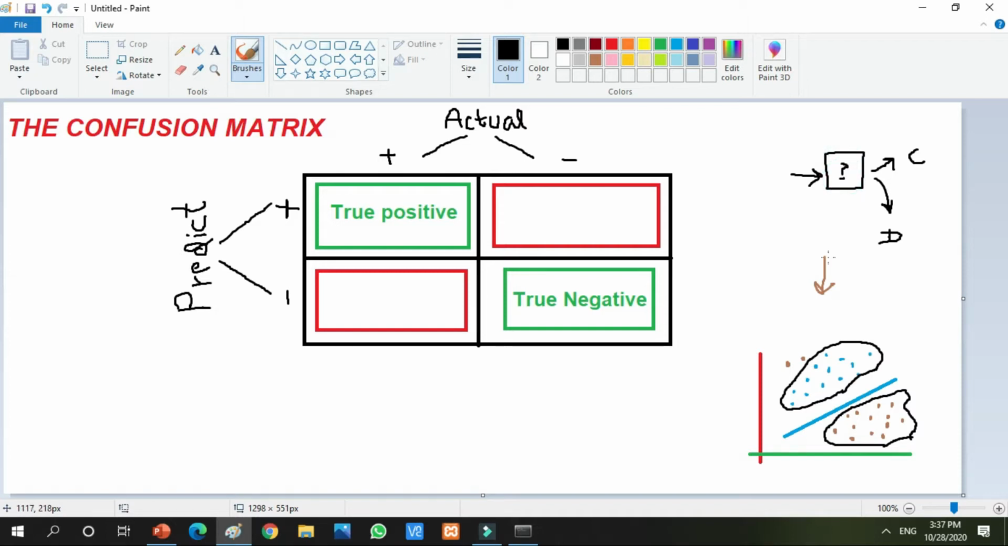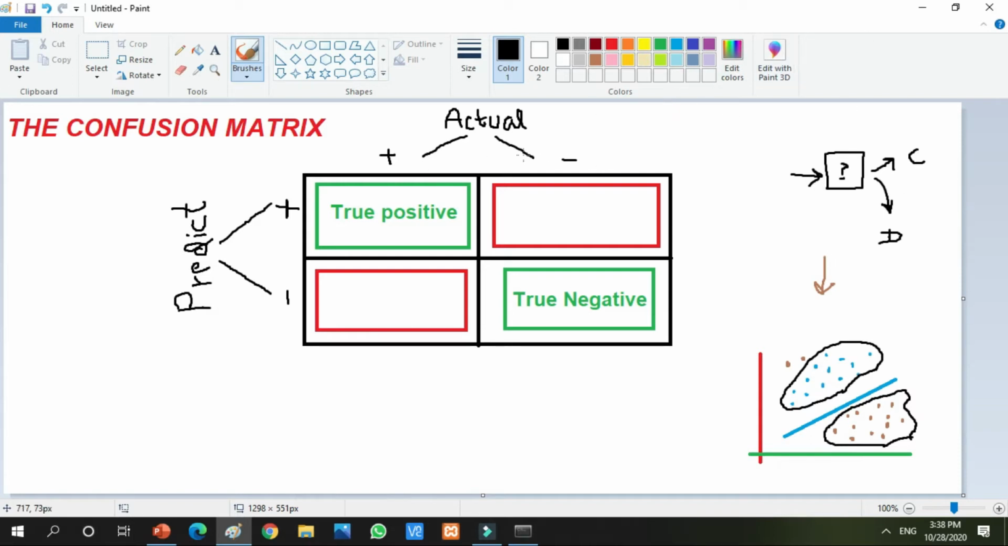So what is the confusion matrix? The confusion matrix is basically telling us the accuracy of your classification model, how much your classifier is good, how much your classifier is best, and how much your classifier is perfect. So let us move towards the matrix.